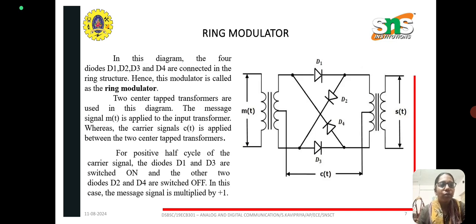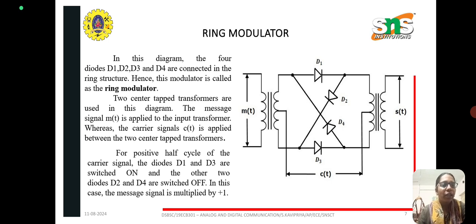In the case of the ring modulator, four diodes D1, D2, D3 and D4 are connected in a ring structure, hence we call it a ring modulator. Two center tap transformers are used in this. The message is applied to the input transformer, whereas the carrier is applied between the two center tap transformers.